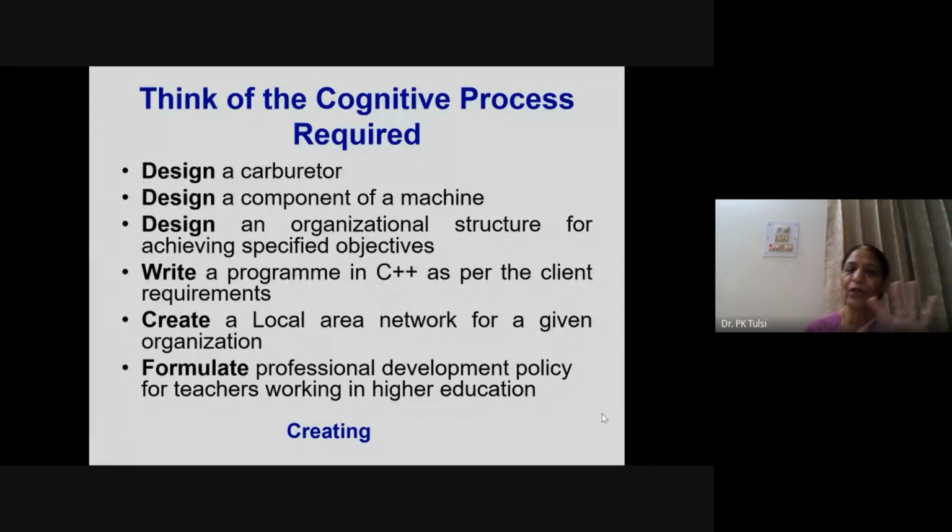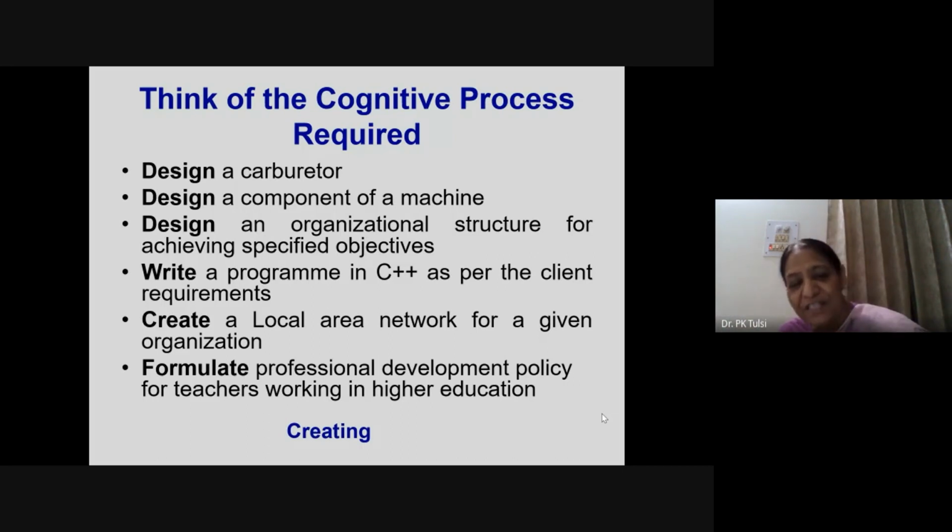Now when you ask a person to design a carburetor, he's not giving you a design which is already available, but is coming out with something novel. Design a component of a machine. Design an organizational structure for achieving specified objectives, maybe in management. Write a program as per the client requirement. Now, the first thing is that the person needs to identify the client requirement.